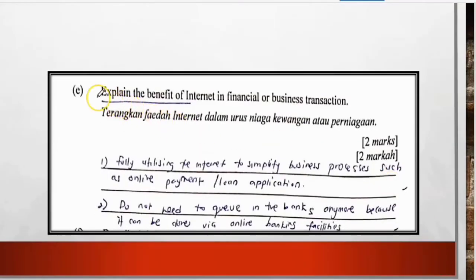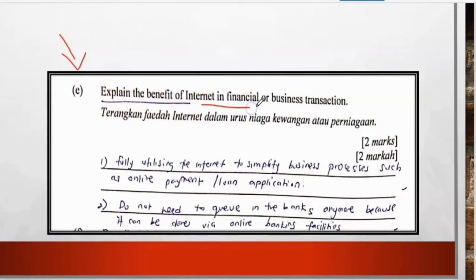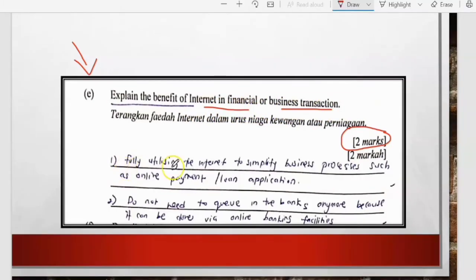So if you see this past question, explain the benefit of the internet in financial or business transactions. 2 marks. Okay, so you can give any points, but make sure you relate the benefit of the internet in financial or business transactions. Fully utilizing the internet to simplify business processes such as online payment, loan application. Number 2, do not need to queue in the banks anymore because it can be done via online banking facilities. So you can give either 1 point.